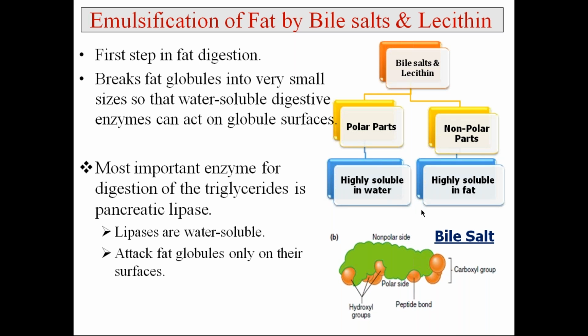Now bile salts, and the structure of bile salt is such that it has a polar part and a non polar part. The polar part is present at the periphery and is highly soluble in water. The non polar part is in the center, which is highly soluble in fat. So bile salt helps in emulsification because of this characteristic: it has both hydrophobic as well as hydrophilic ends.